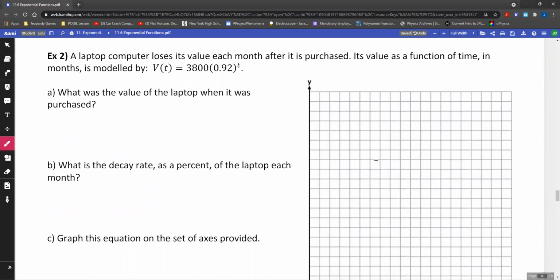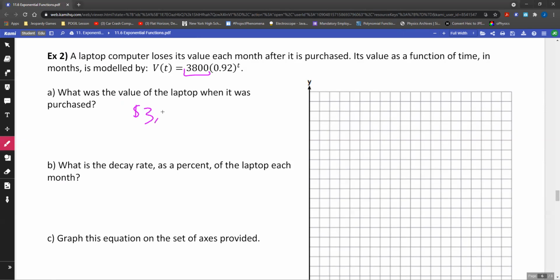So here's the next question. For this, we have a laptop computer that's losing its value every month. So this one we might have to be a little bit careful. We'll keep an eye on it. So let's see. The value of the laptop when it was purchased. Based off of the equation, the initial value is going to be this term.